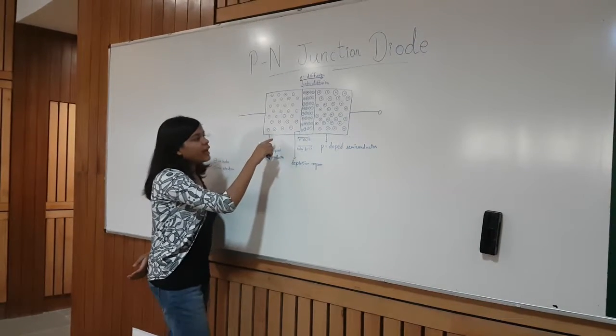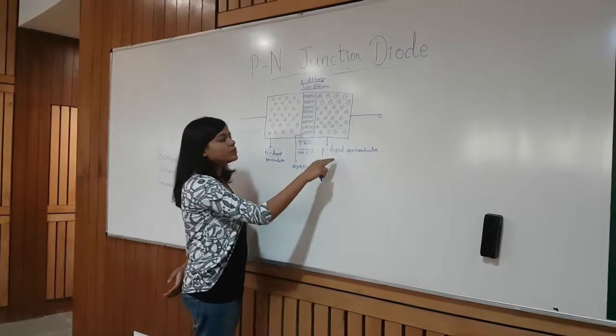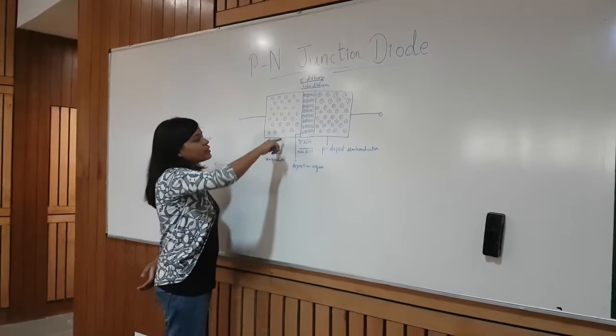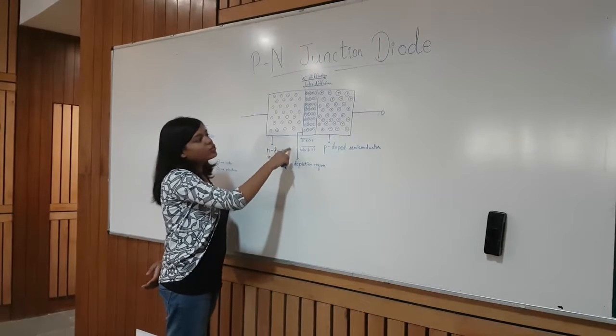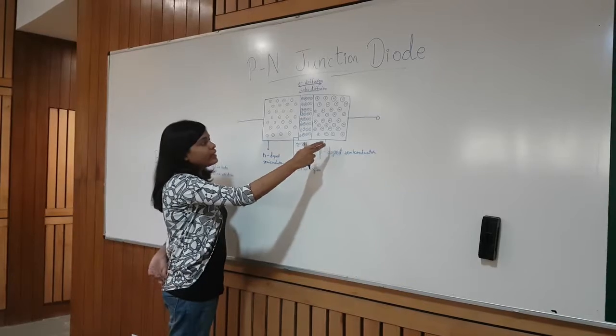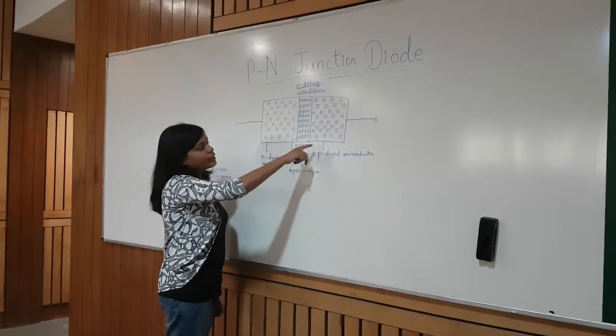The N-doped semiconductor side is richer in electrons and the P-doped semiconductor side is richer in holes, due to which the electrons from the N-doped side go to the P side and the holes from the P side diffuse to the N side, due to which a diffusion current is formed.